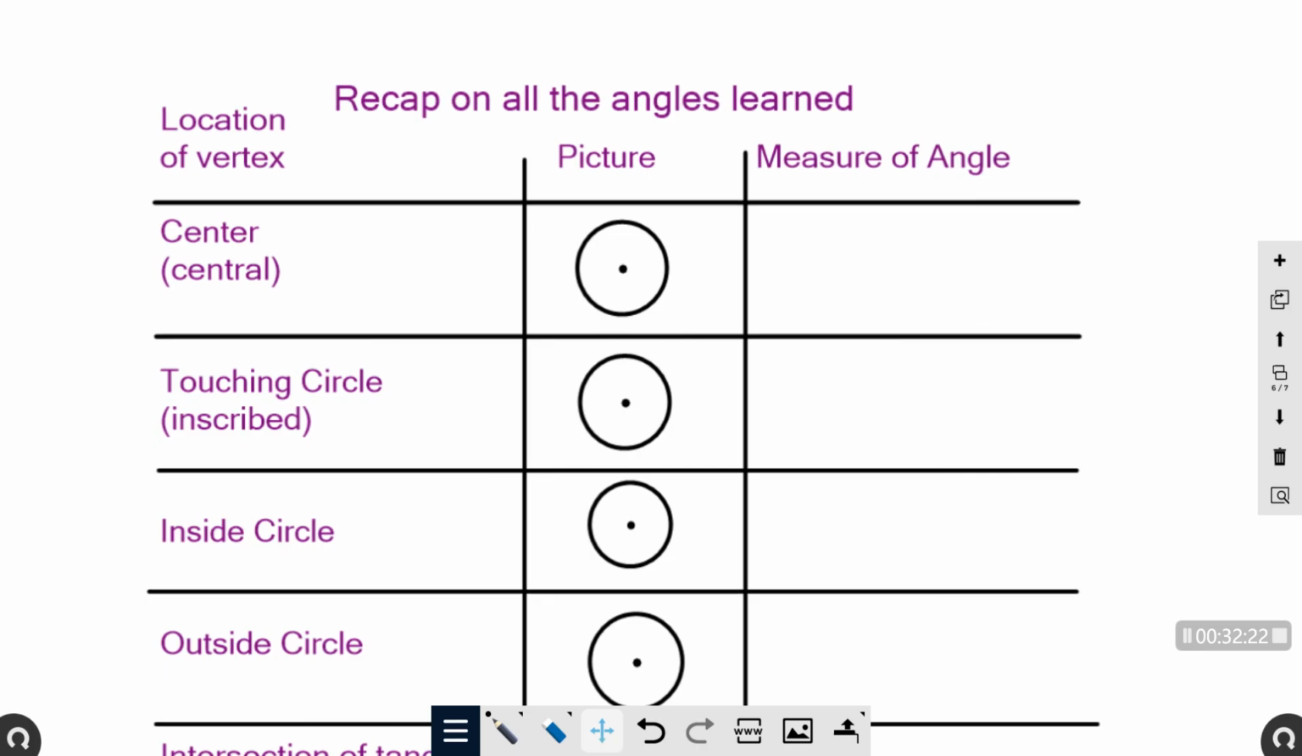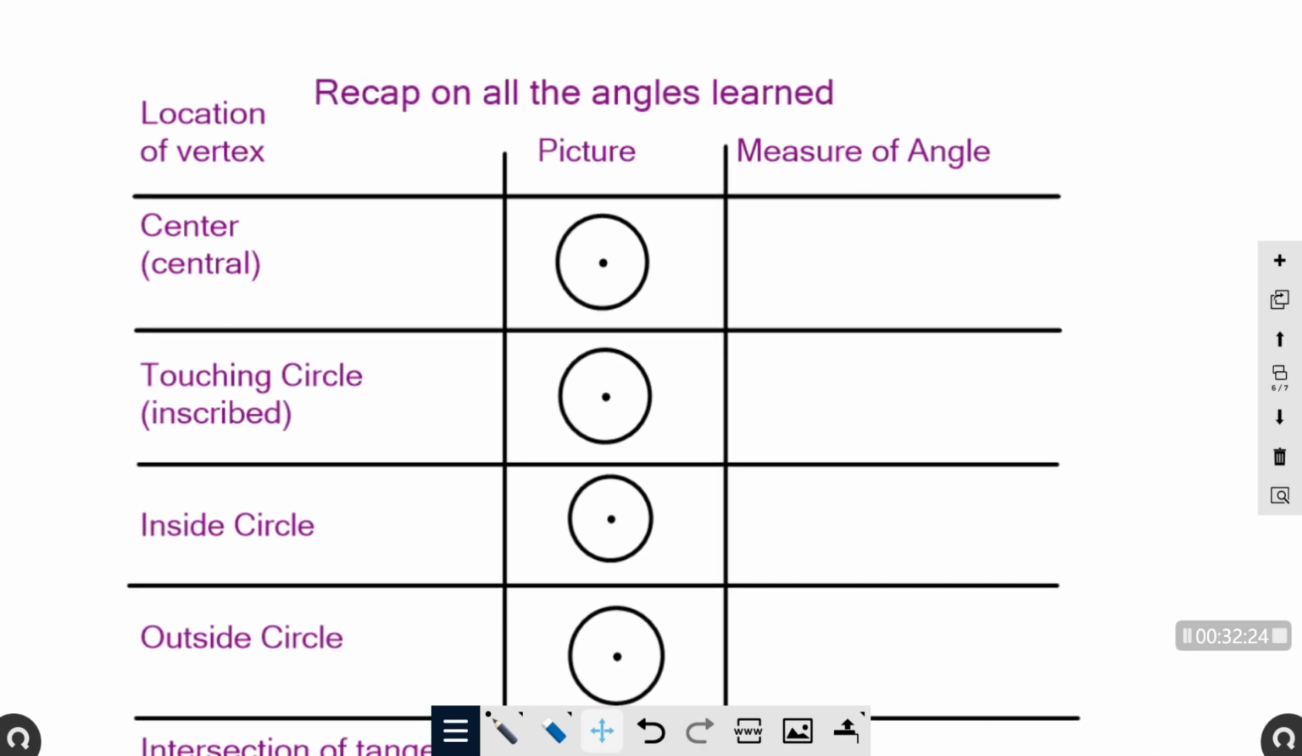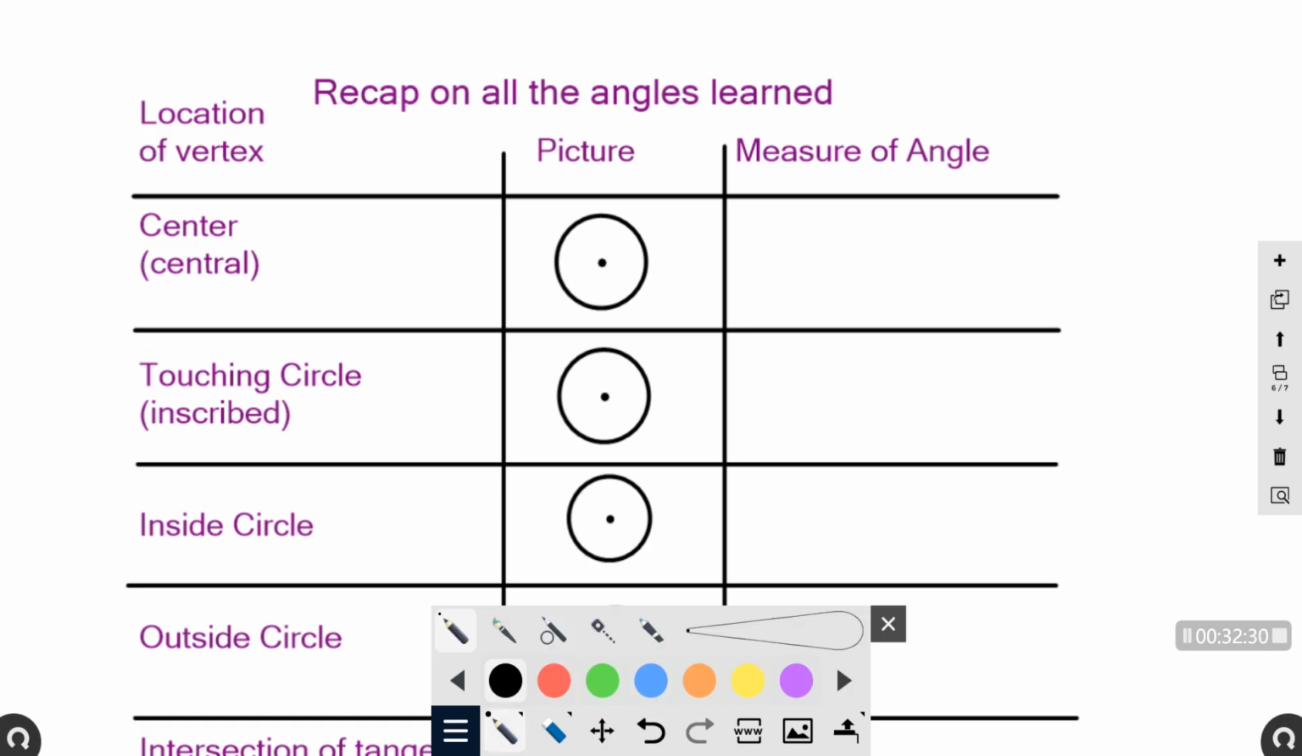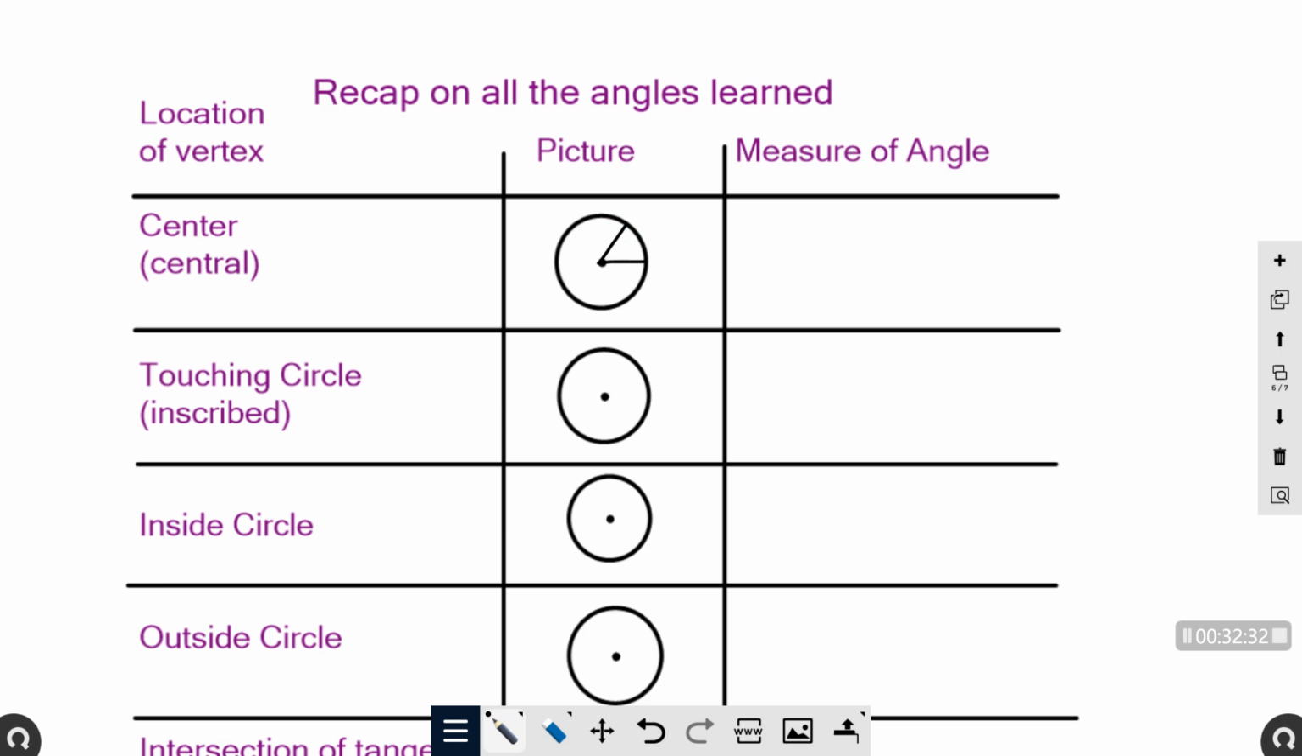So if the vertex is at the center, we call that a central angle. So I'm going to draw a picture of that. Here is my angle. I'm going to call it angle 1. And then I have my arc, which is labeled as X. So my angle will always be angle 1, and my arcs will be X or Y.